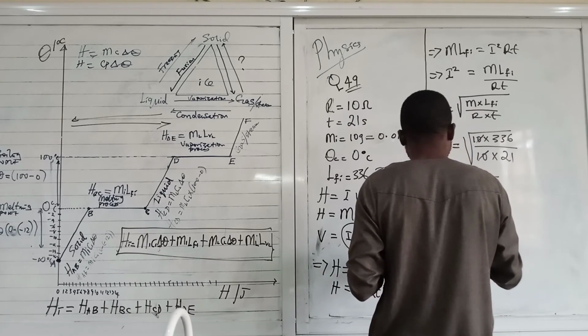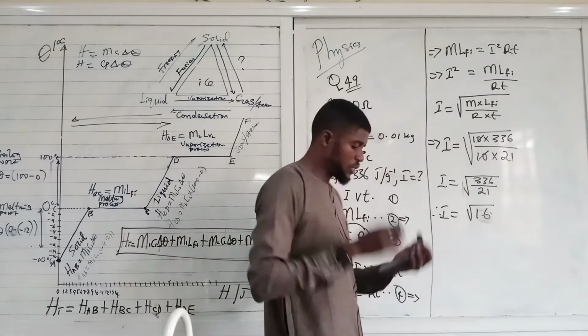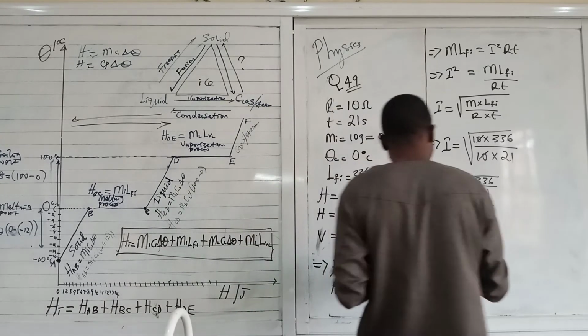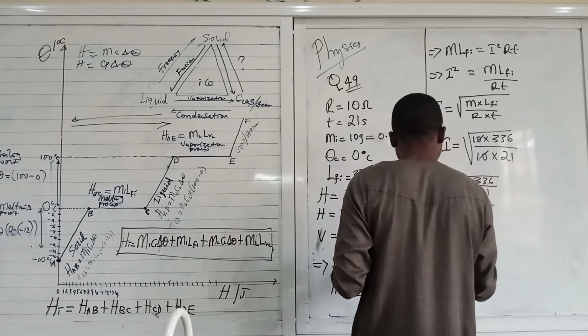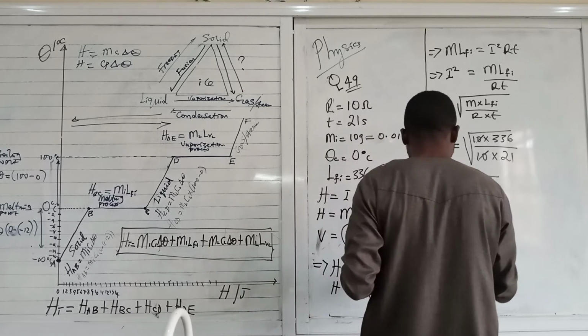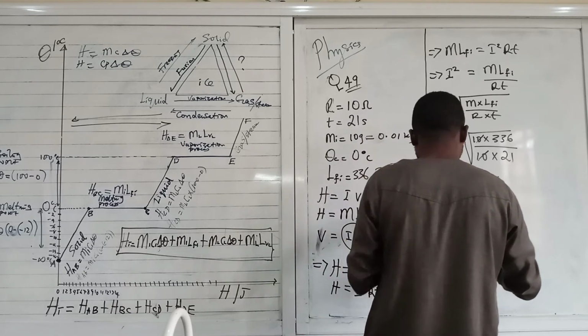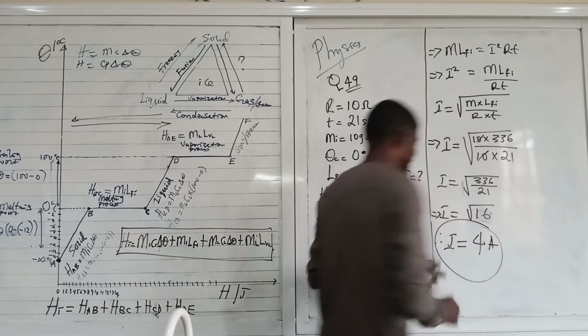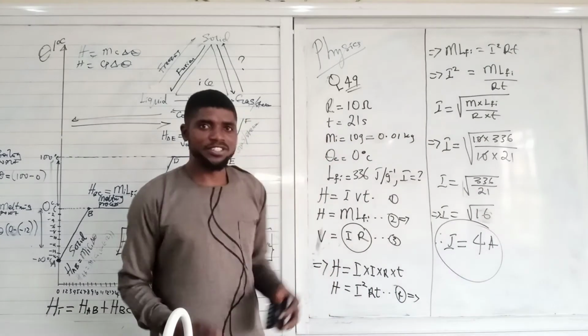So therefore, I is equal to root 16. Root 16 is 4. Let me verify. Yes, I was correct. Therefore, your I is equal to 4 amps. Lovely. That is the answer.